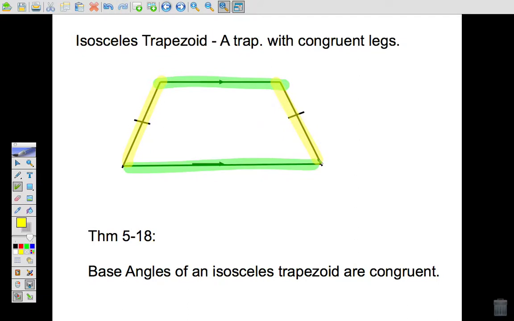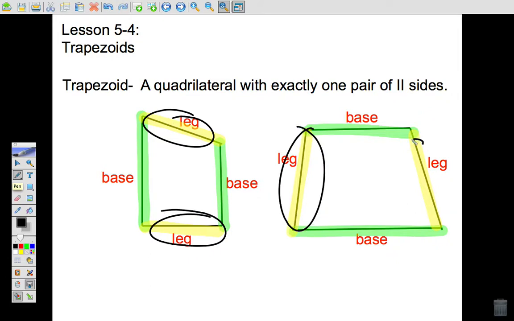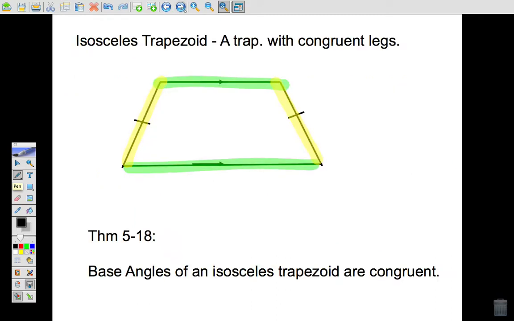Now if I go back to the previous screen, notice in these, the legs aren't congruent. Maybe they may be here, we don't know. Okay? But some trapezoids do have congruent legs, and those are called isosceles trapezoids.